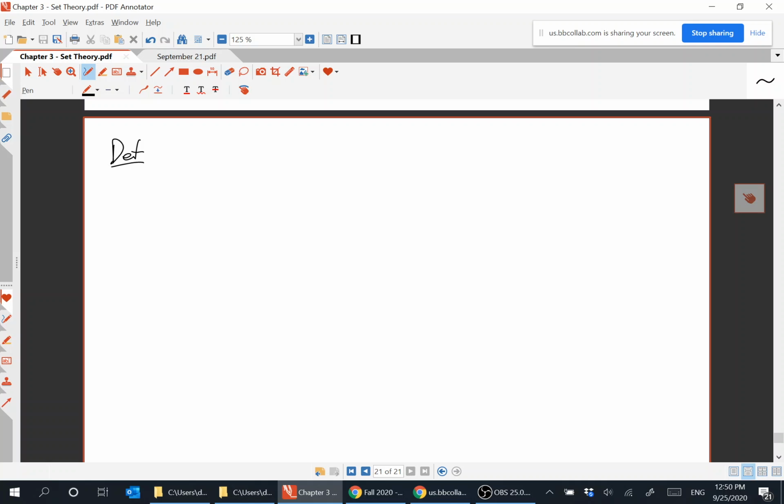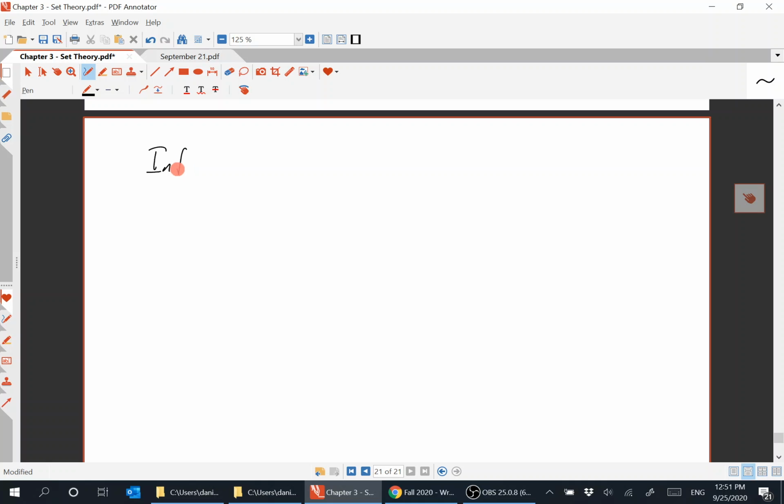So we talked about sets and their cardinality, or their order. So let's talk a little bit about infinite sets. So, right, an infinite set is one whose order.